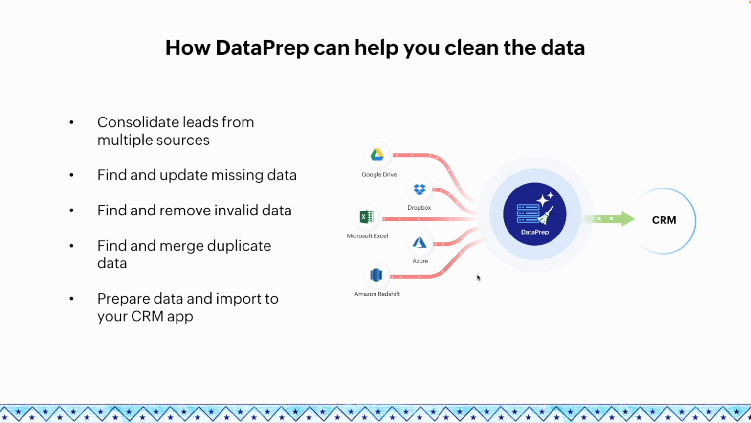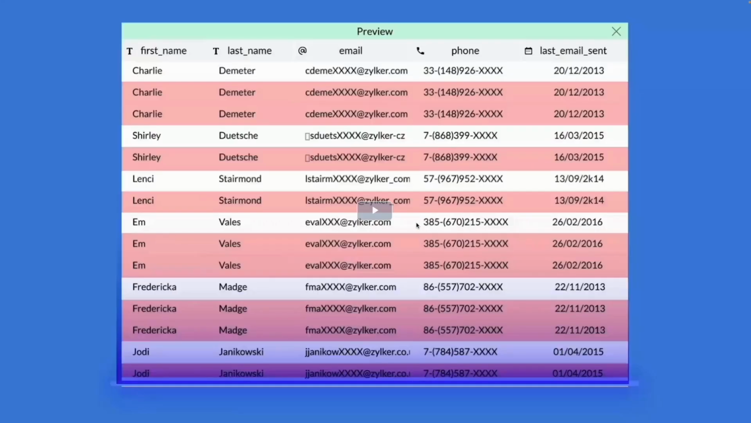In this case, I'm sourcing data from Dropbox, Google Drive, Microsoft Excel, and Amazon. So all this data will be gathered into Zoho Data Prep, and from Zoho Data Prep, the information will be pushed to Zoho CRM. I'm going to play a small video of how Zoho Data Prep helps you to clean data from different sources.